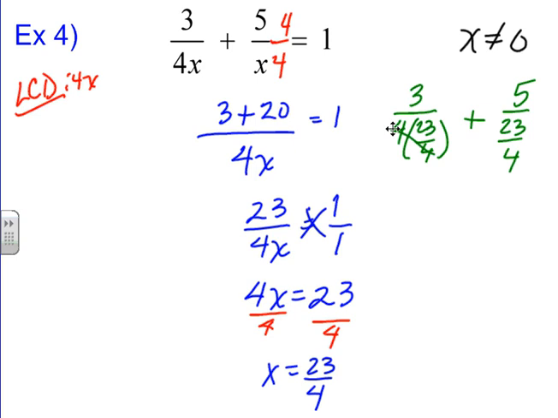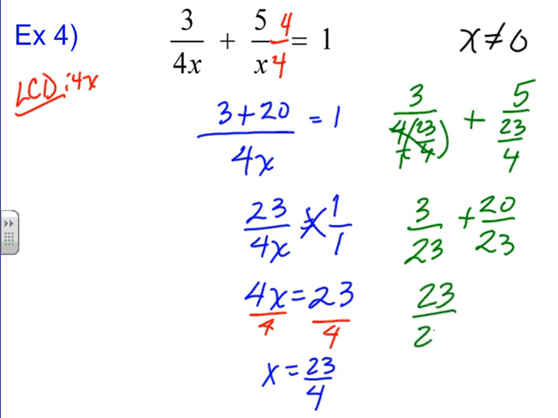See, well, here the 4's will cancel and this will just reduce down to 3 over 23. Here we have 5 divided by 23 fourths, which we would multiply by the reciprocal. Once we do that, we would get 20 23rds. Well, 3 plus 20 is 23, and since this is supposed to equal 1, which it does, this indeed is a good answer, and we didn't get 0. So that would tend to let us believe that we're on the right track.